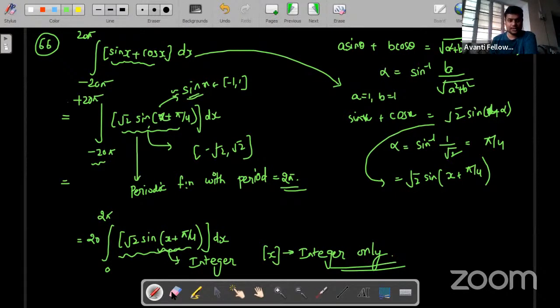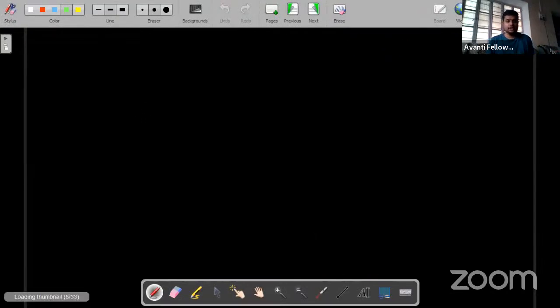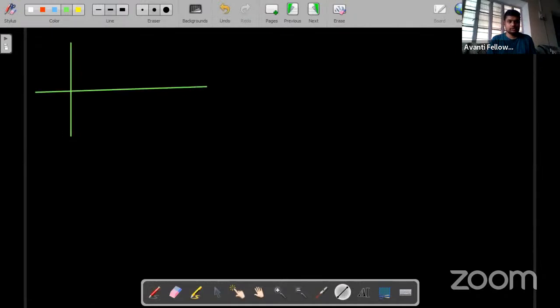Okay, so with that we'll be using a graph. The graph will help us see at which values of x this function becomes an integer. So on the next page I am drawing the graph. First of all, we'll draw only for 0 to 2 pi, right? Because we are going to multiply with 20 only. For 0 to 2 pi, we'll write down the function one by one, because we know the sine function graph.